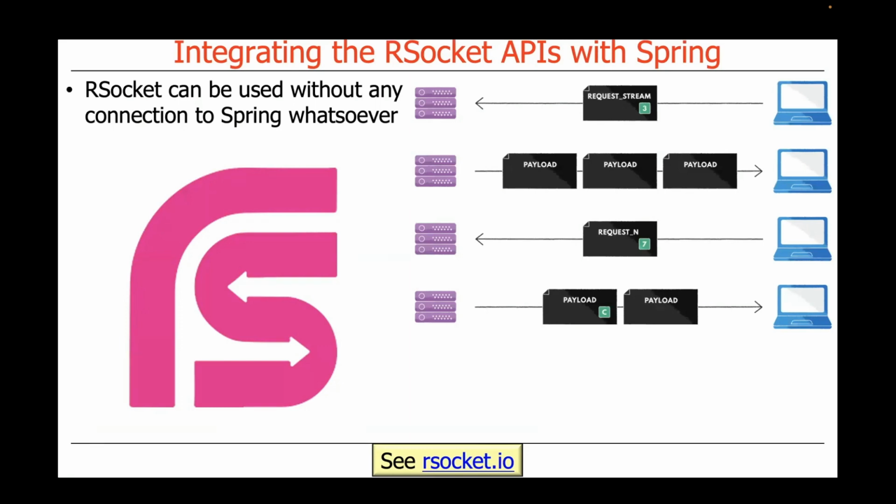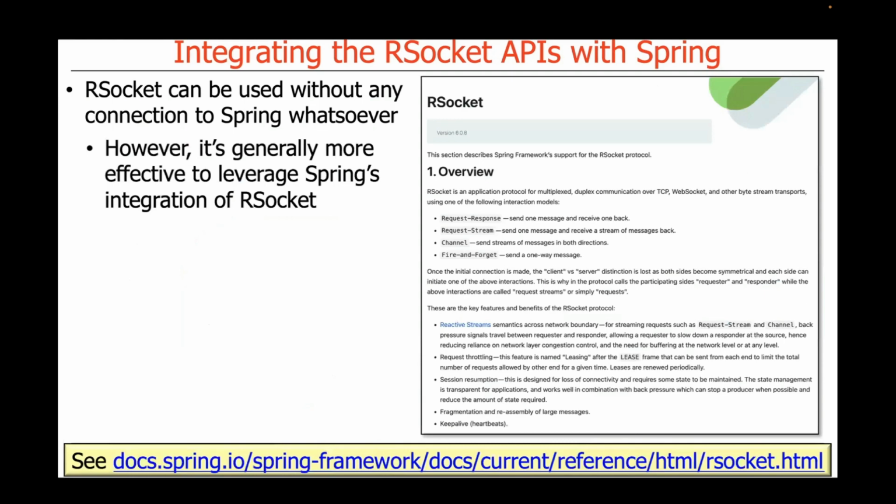And if you take a look at this link at the bottom of the slide, that's where you'll find the pointers to the GitHub repositories that have the C++ and Python and JavaScript and Java implementations that are standalone. However, in my experience, for the kinds of things we're doing, it's generally a lot more effective and a lot more efficient, especially in terms of human programmer time, to leverage Spring's integration of RSocket.